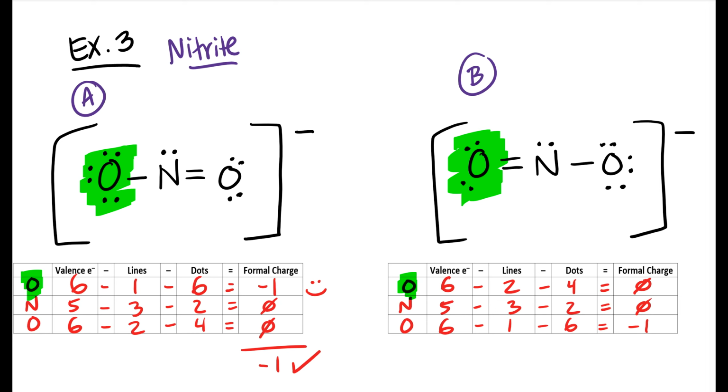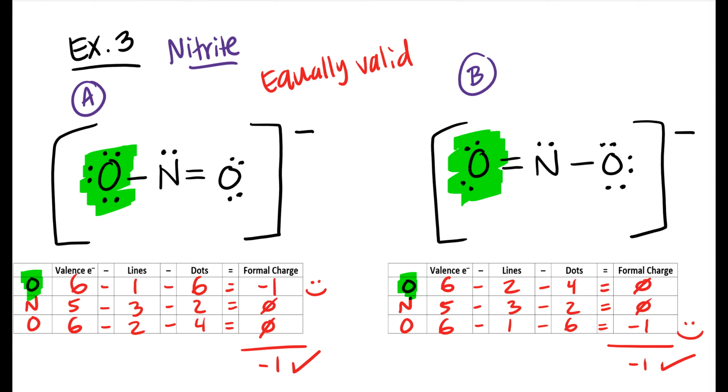So first thing to check for, do the sum of the formal charges equal the overall charge? Yes, we're good. Something had to have a negative formal charge, and that is the oxygen. That is the most electronegative element here, so this is okay too. So I'm looking at these 2 Lewis structures, and I see that they both add up to -1, and I have the -1 formal charge on the more electronegative atom. These 2 Lewis structures are equally valid. Both of these are right.